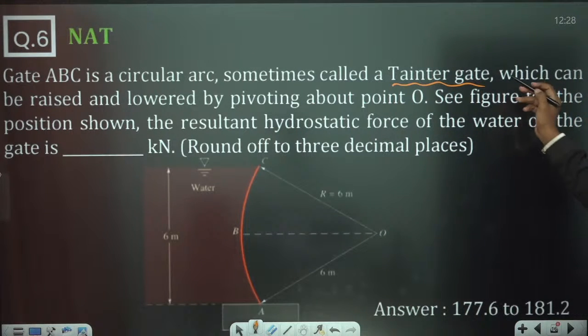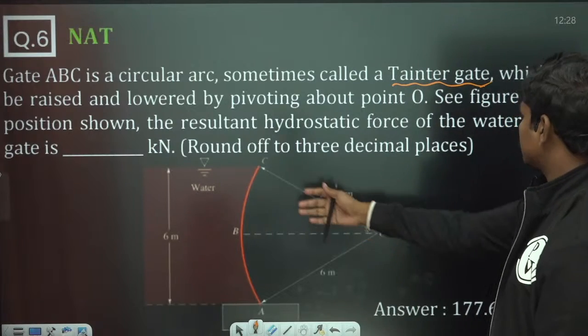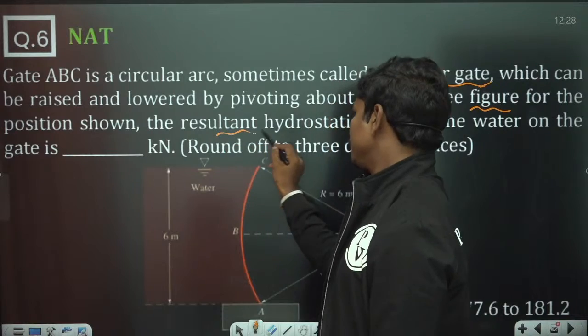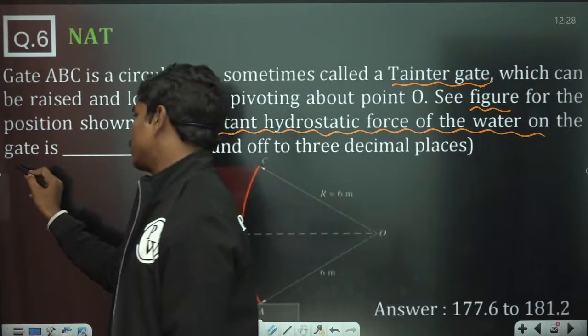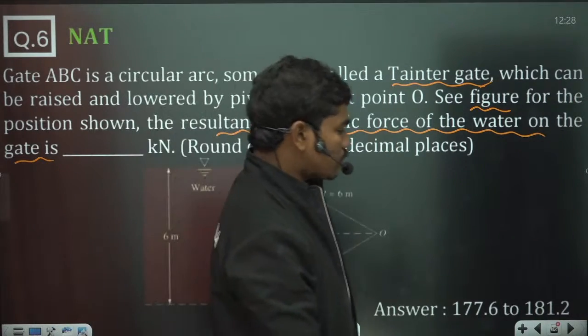It is called a tainter gate which can be raised or lowered. Of course, by pivoting at this point O, this can be lowered. See figure for position shown, the resultant hydrostatic force of water on the gate is dash kilonewtons. Okay, so they are asking you what is the resultant hydrostatic force on the gate.